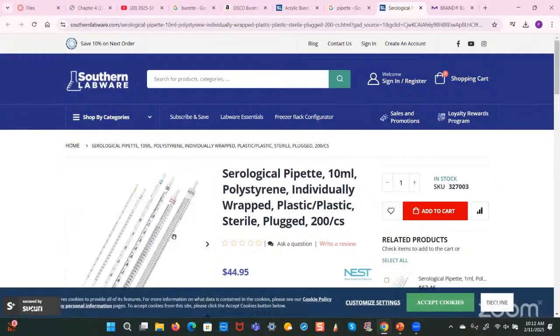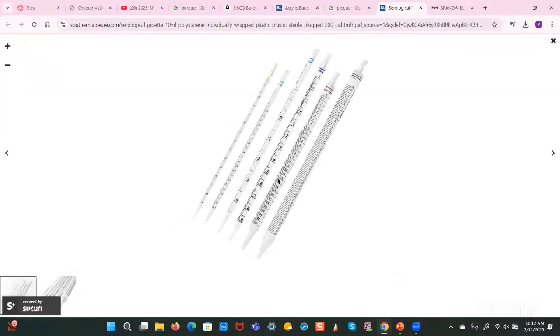Okay, so these are several pipettes that you can use to dispense liquids of different volumes, right? There are some pipettes that have a set volume that they can measure, right? 10 mil, 5 mil, 20 mil, 25 mil, and so on.